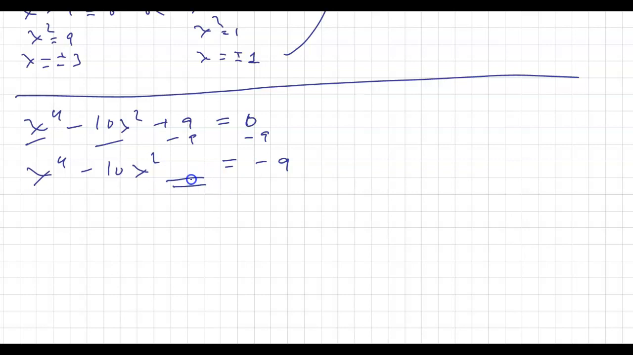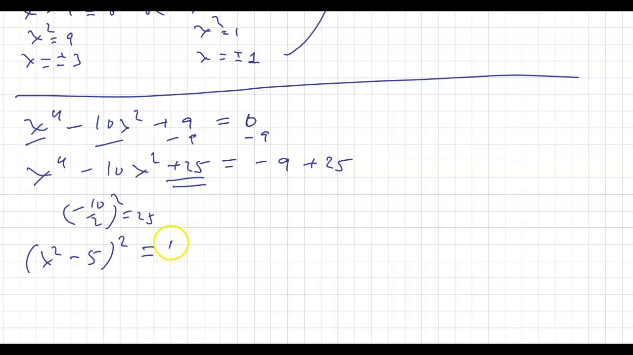In order for the left-hand side to be a perfect square, we could take minus 10 over 2 and square it and get 25. That's what would need to be there. But if you add it to the left side, you have to add it to the right side also to make it still true. The left side factors to (x squared minus 5) squared, and the right side turns into 16.